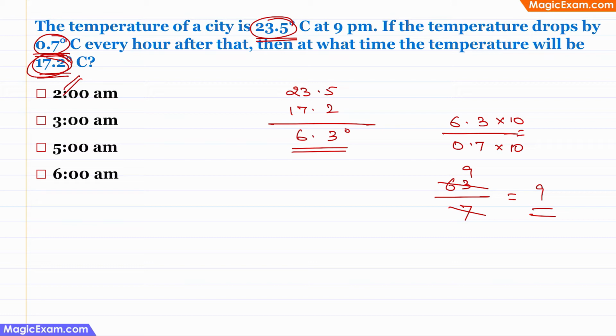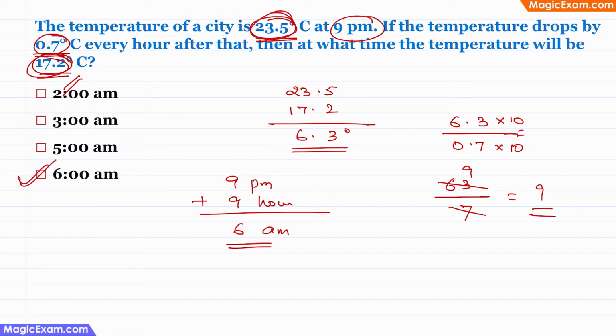So what is the current time? The current time is 9 p.m. So 9 p.m. plus 9 hours. So that will be 6 a.m. So the correct answer here is 6 a.m. The current temperature is 23.5 degrees centigrade at 9 p.m. and it will continue to drop at the rate of 0.7 degrees centigrade every hour. So it will reach 17.2 degrees centigrade at 6 a.m. in the morning.